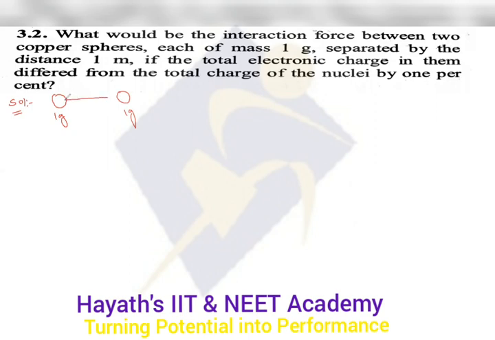Let us take these two are separated by a distance of 1 meter. If the total electronic charge in them differed from the total charge of the nuclei by 1%. So whatever the total electronic charge is there, let us take this part as q1 and this part as q2. Both the charges are equal, so let us take q1 equals q2 equals q, for our convenience.